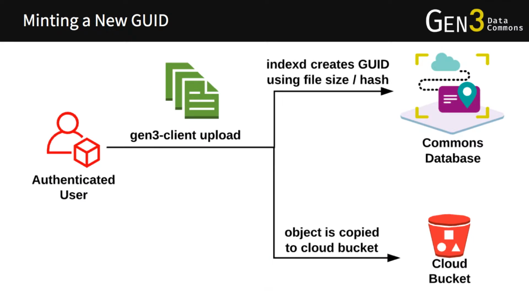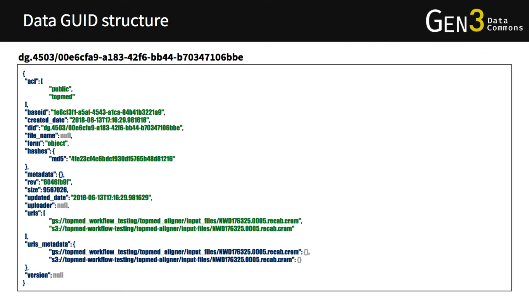Minting a new Data GUID requires only the file's MD5 sum hash and its size in bytes. When minting a new Data GUID, the Gen3 service IndexD creates a record that associates the GUID with the file's metadata, including its current location, size, and hash. Notably, the location and other metadata about the file can be added to or updated in the IndexD record anytime after GUID creation.